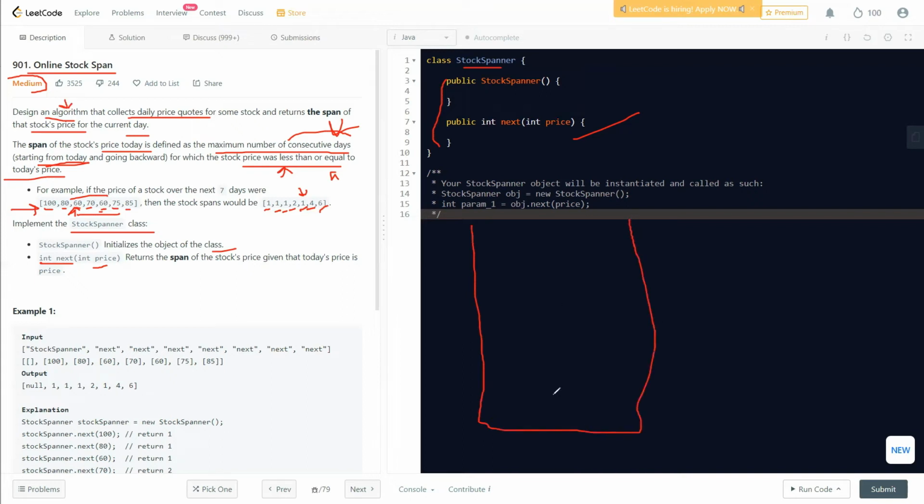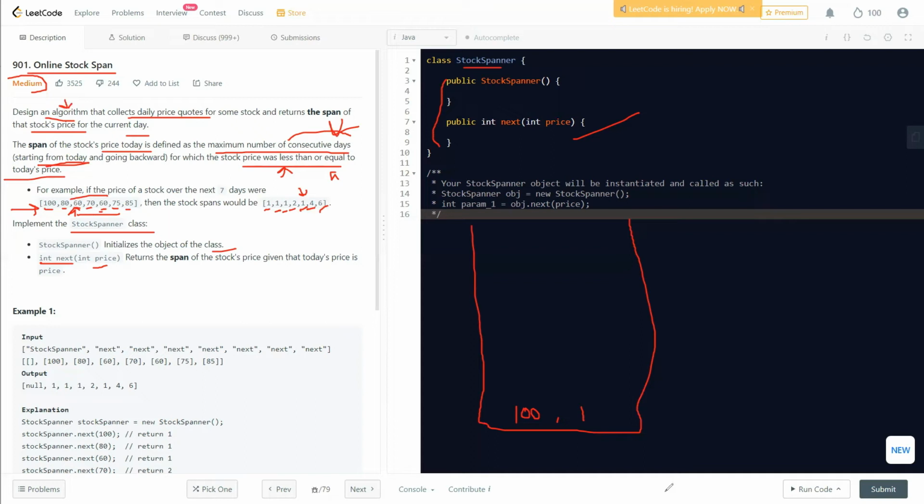Each stack entry will contain two pieces of data. One is the current value, the current price. For example, at first there will be 100, and what other data will be there? How many days before, for which we can see a stock price less than or equal to today's price? Only one, because for 100 we just have that value itself.